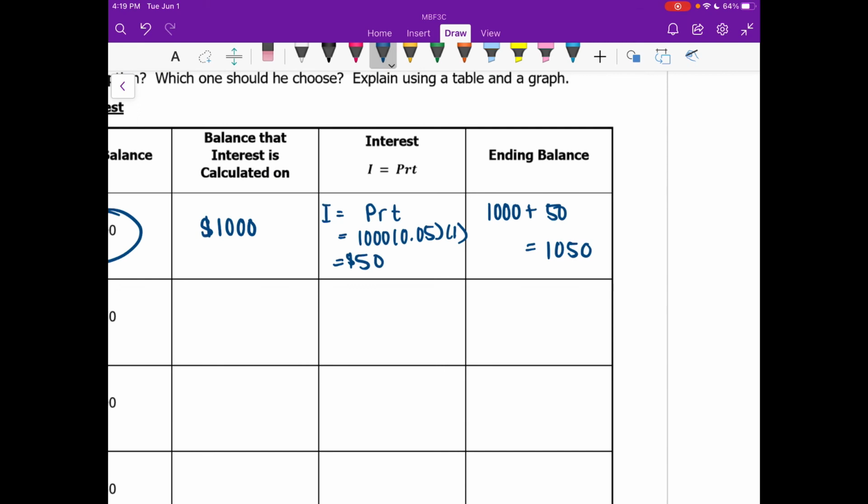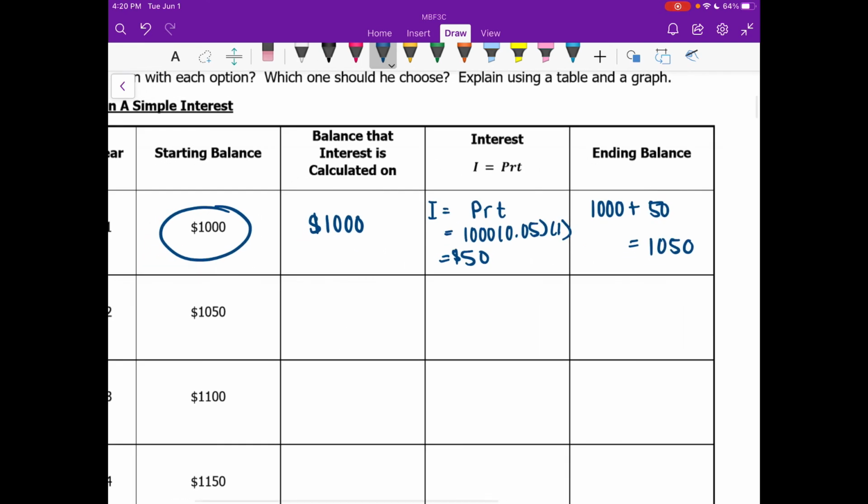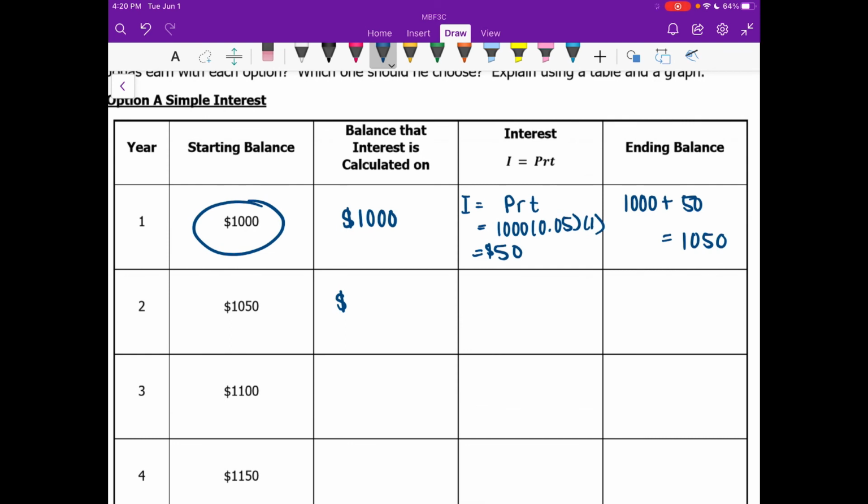You know how to do them. Try to find out how much it is each time, and then we can go back and compare them. So hopefully you've paused and you've tried again. So again here, because it's simple interest, your starting balance after 2 years is going to be $1,050, but you're still only getting interest on that first initial $1,000 that you put in.